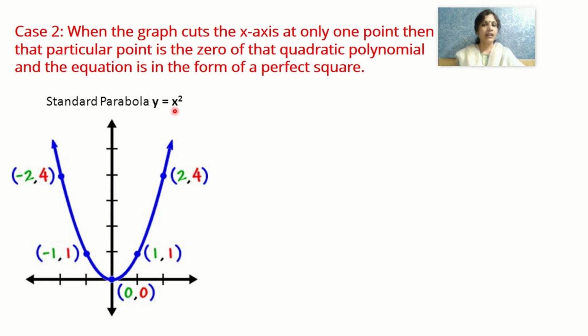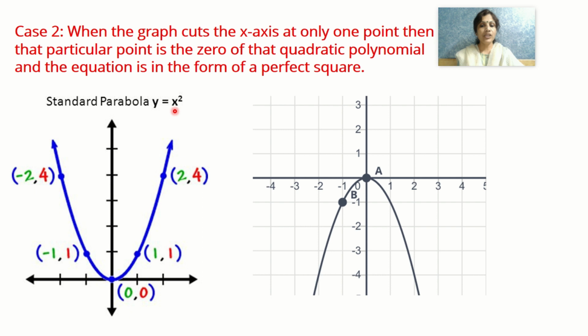Alright, can you see the next graph now? Here the graph opens downward. This shows that the graph is again for the perfect square y is equal to x square but with a negative sign. Here the value of a is less than 0, so the graph opens downwards.